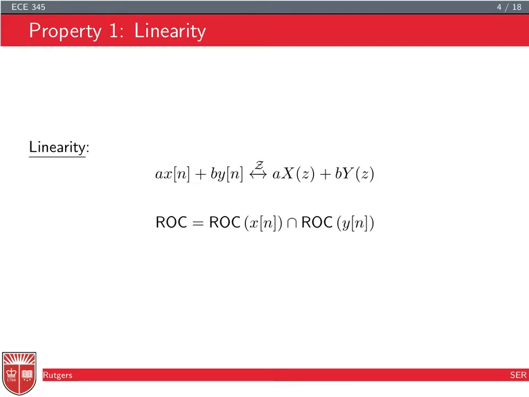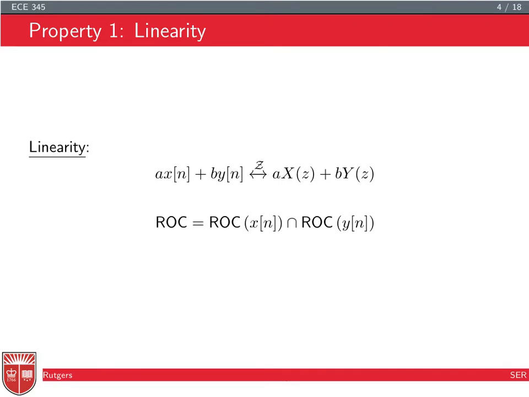The first property which you saw before, linearity, says that the Z transform of a sum or a weighted sum is the weighted sum of the Z transforms. The ROC here is the intersection because you want both signals that you're summing to converge. And this is why the ROC would be the intersection.